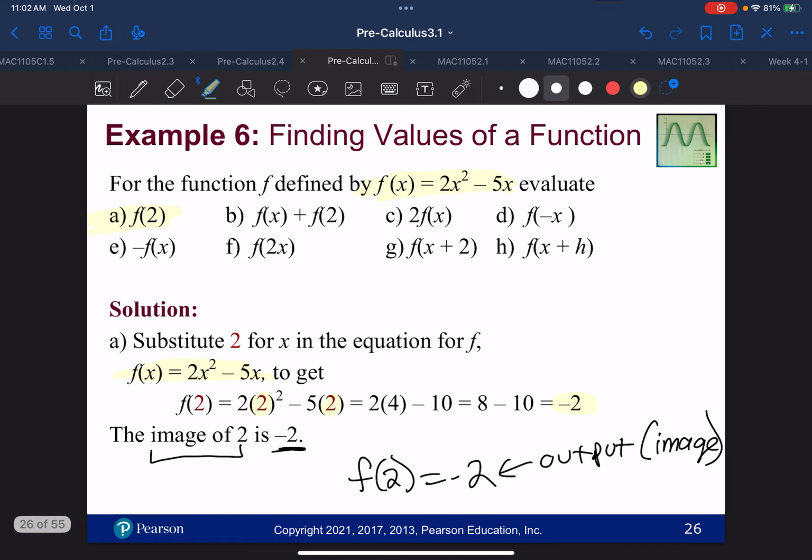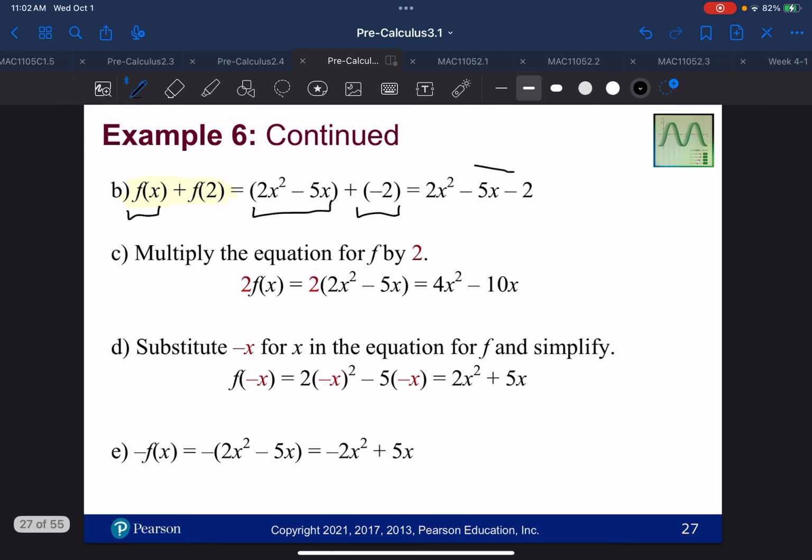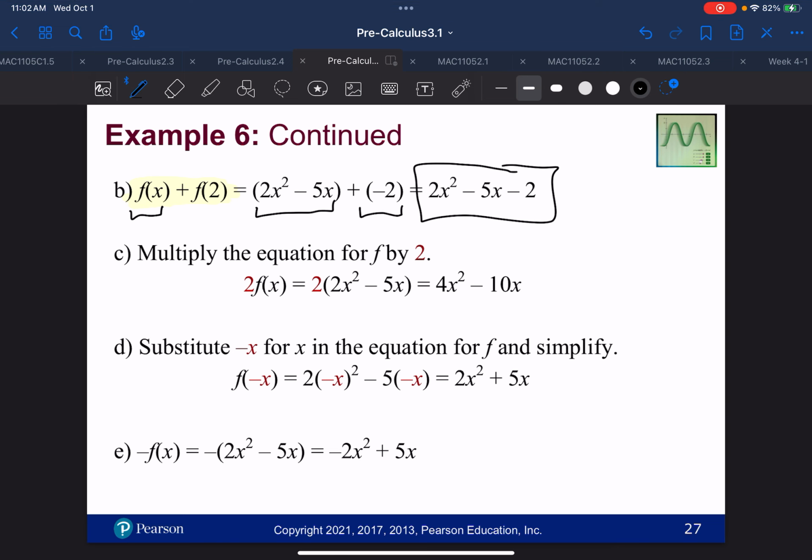Second one, B. Did they skip that one? f of x plus f of 2. Oh, here it is. Okay. So f of x plus f of 2. f of x is just the original f of x that they gave us, which is 2x squared minus 5x, plus f of 2, which we just saw was equal to negative 2. After evaluating that and simplifying, which there really isn't anything to simplify, we're left with that. So this is just about learning how to read the notation and what it's asking us to do.